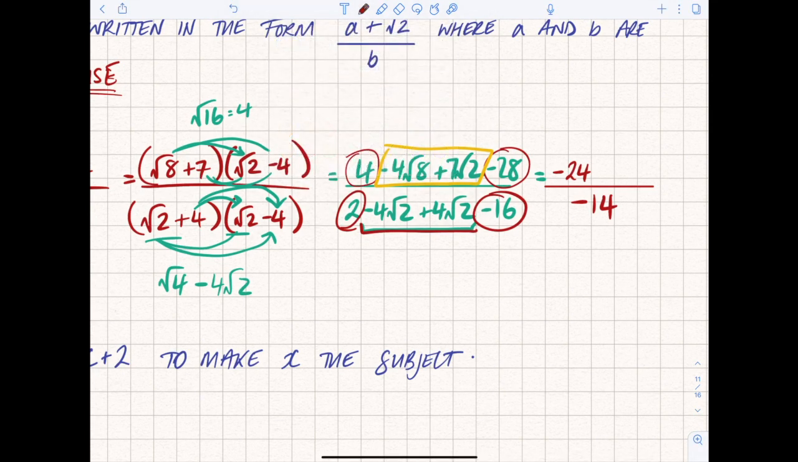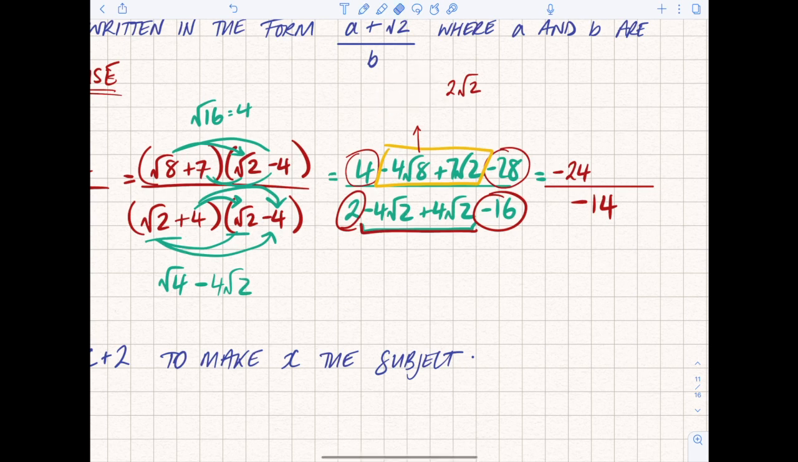If I've got a root 8 and a root 2, they can't be combined at the moment. So I need to simplify this root 8. Now root 8 simplifies to 4 times 2. Square root the 4, bring it on the outside, becomes 2 root 2. So root 8 actually becomes 2 root 2.